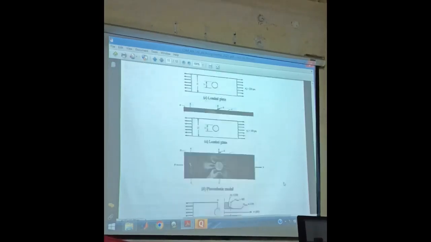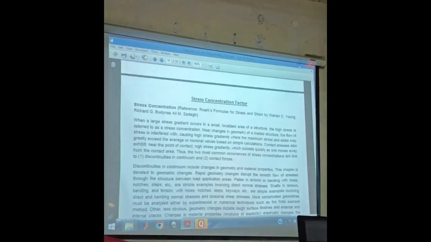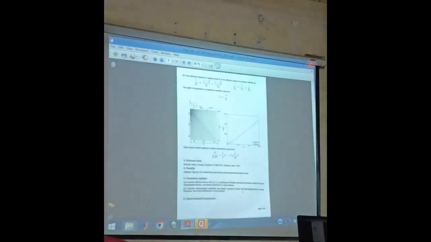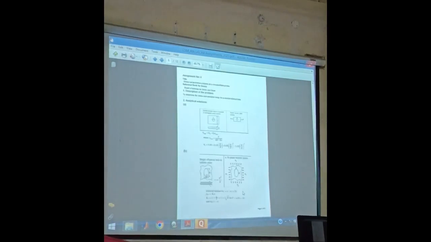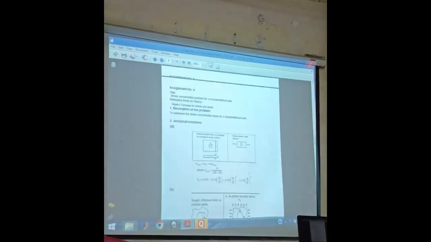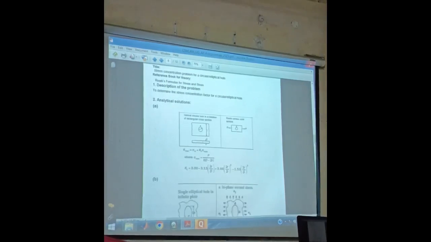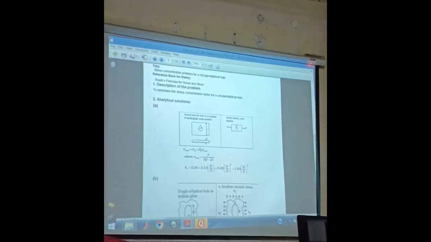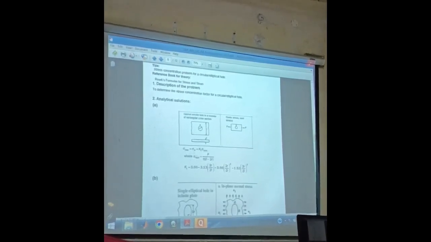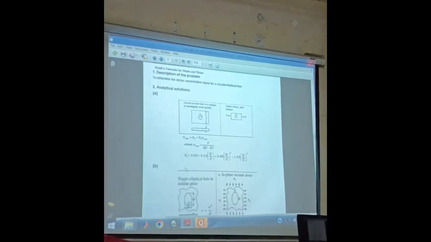Now with this assignment I have given, I have to open that. This one. First thing was sigma maximum equal to sigma A here, and that is Kt multiplied by sigma nominal. And sigma nominal is P by T thickness, and D, this D minus twice r. And that Kt is related to these expressions.